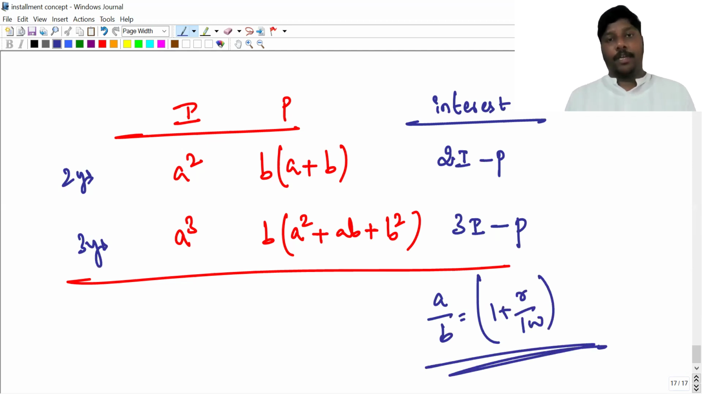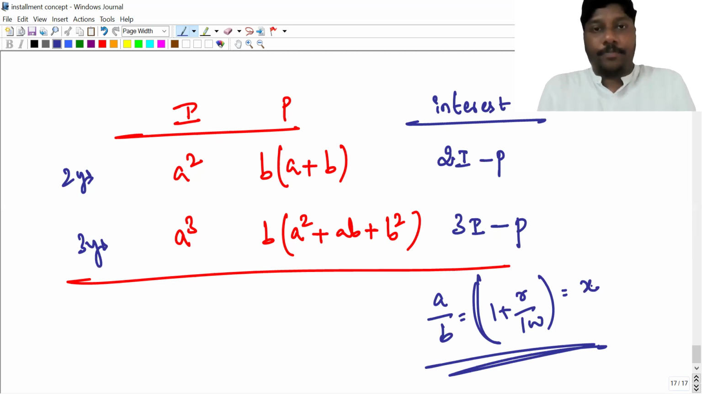Sometimes if rate is missing in compound interest, it becomes difficult. If rate is missing, then this 1 plus R by 100, you assume it as X. Then it becomes simple. 1 plus R by 100, you take it as X. Okay, if rate is missing. Let's see a question based on it.